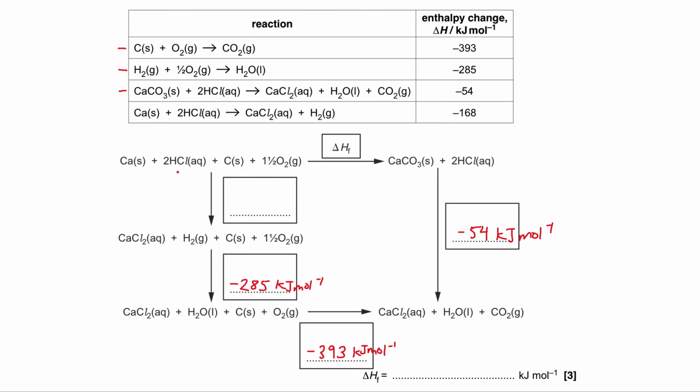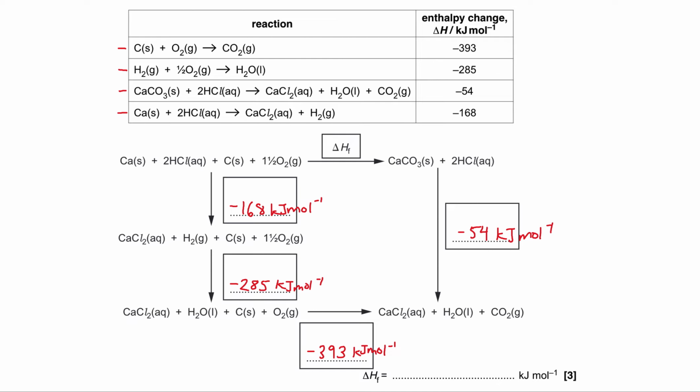This one over here, so in terms of what's changing, or what's not changing, carbon stays the same and the O2 stays the same. So it's calcium plus hydrochloric acid makes CaCl2, so calcium chloride and H2. And that matches this equation here in the same molar ratios. So that means in this box, I'm going to write minus 168 kilojoules per mole.